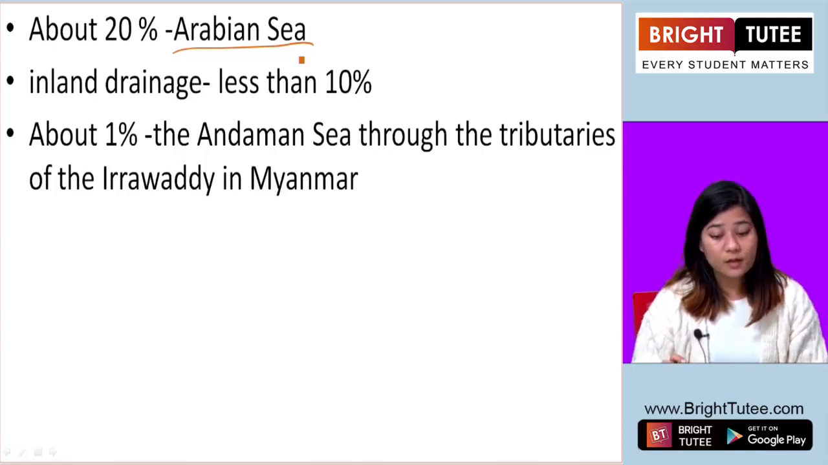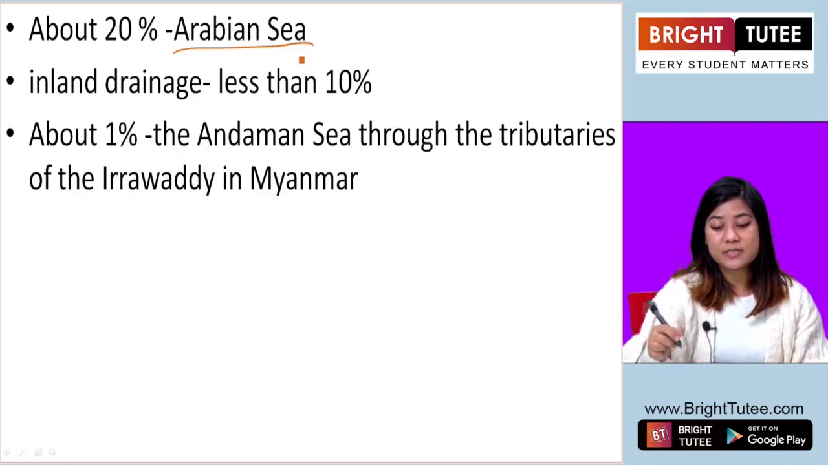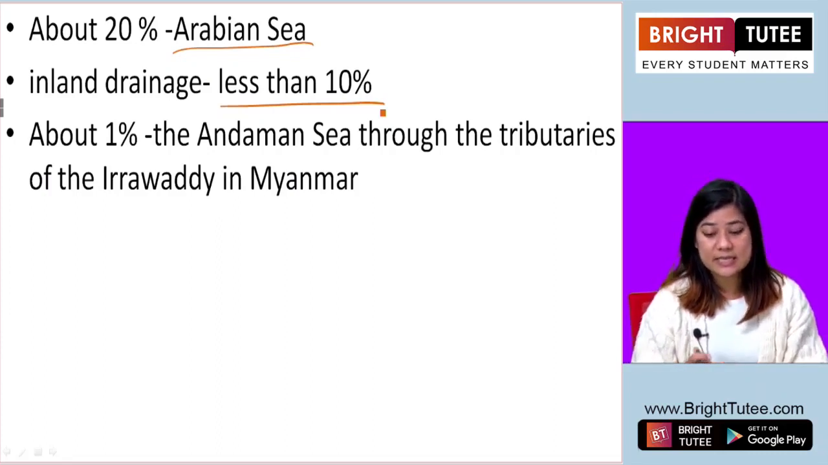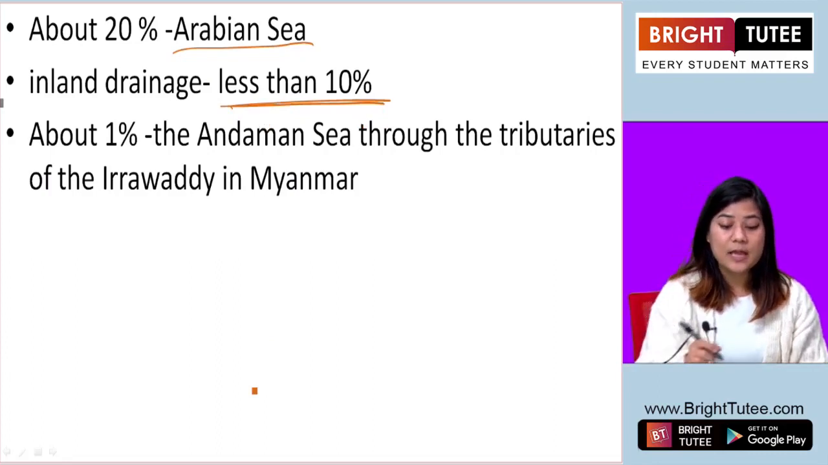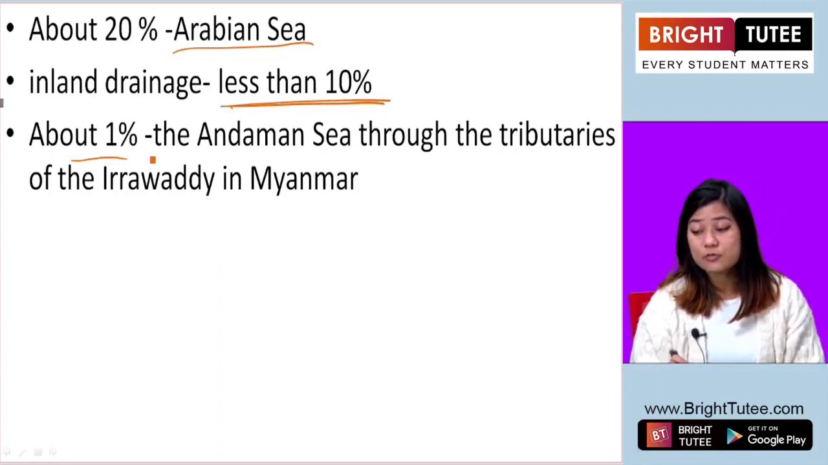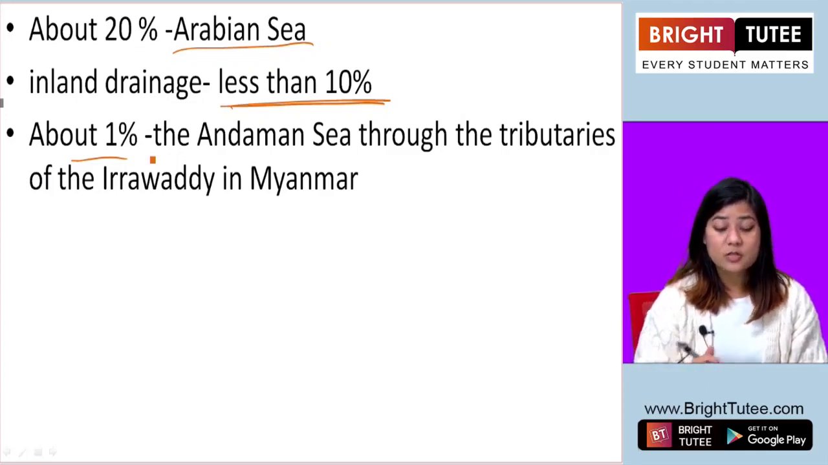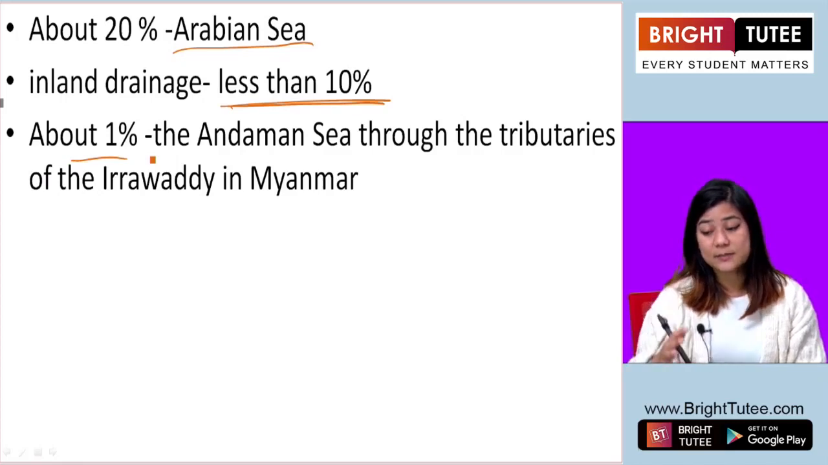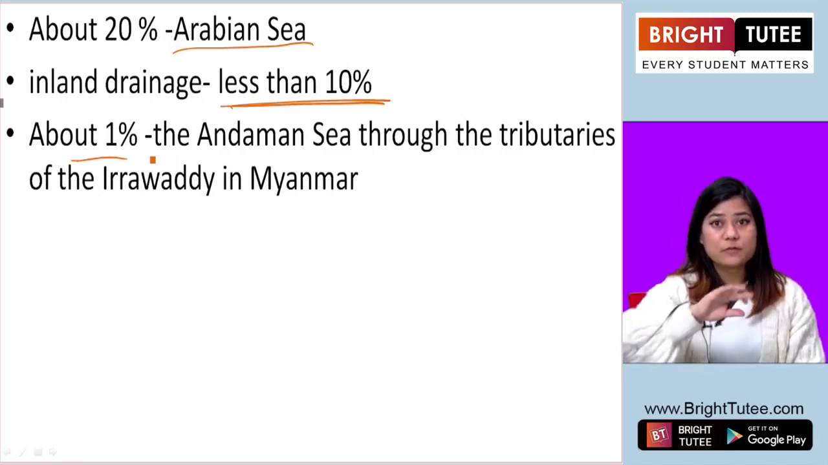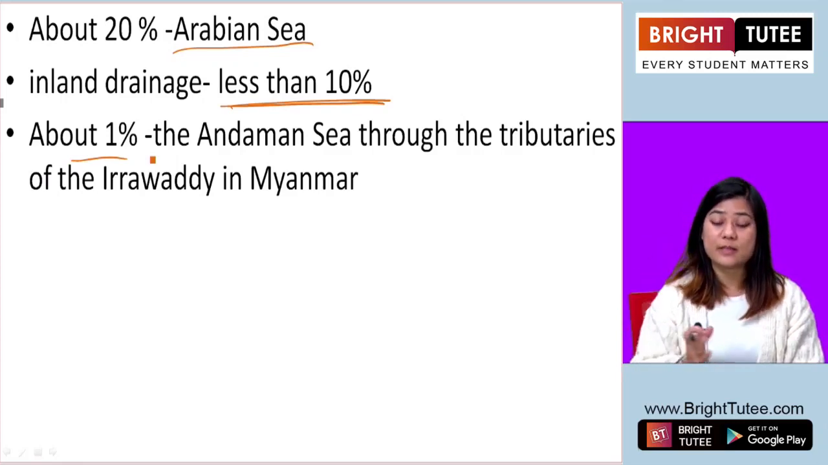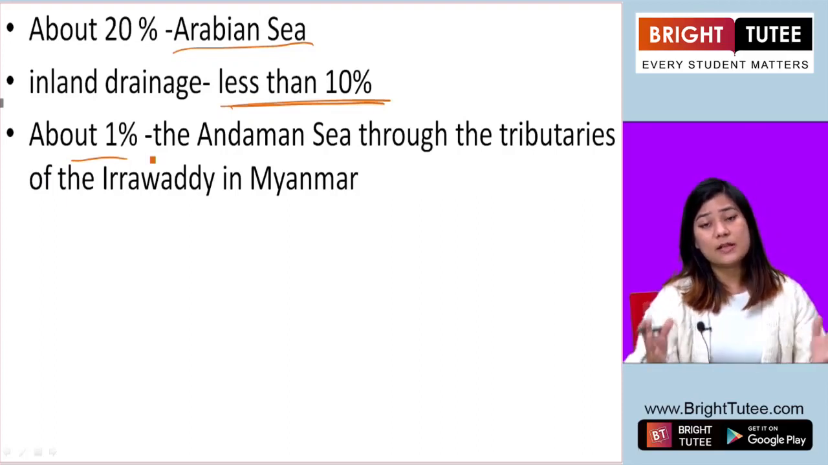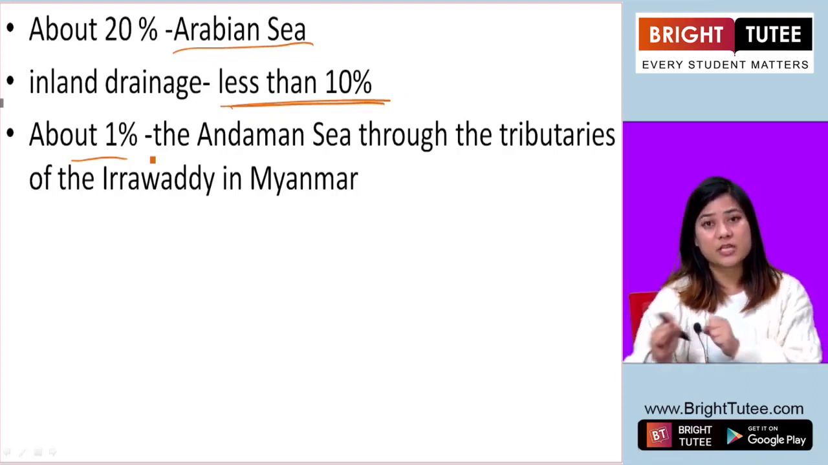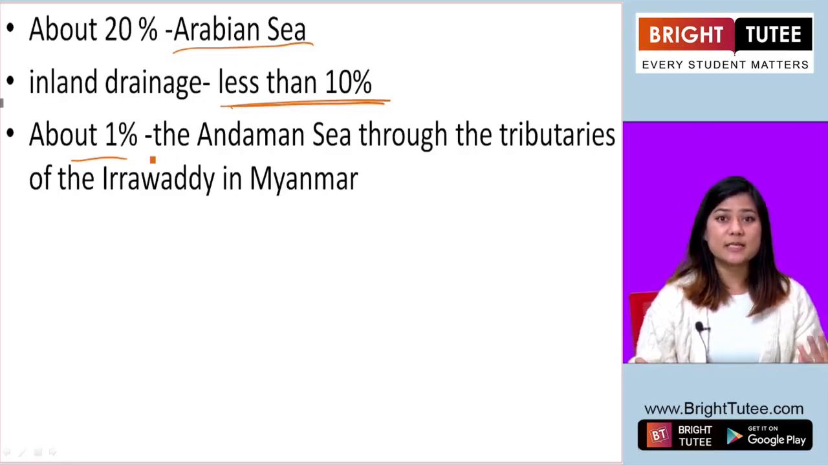So the inland drainage that our country experiences is less than 10%, which means that the rivers draining into lakes or the inland sea are less than 10%, very less, all right? And about 1% drains into the Andaman Sea through the tributaries of the Irrawaddy in Myanmar. From the northeastern part of our country, it goes through Myanmar and then finally drains into the Andaman Sea. So all that is the surface water that we have in our country. We understand that most of the surface water or the river drains into the Bay of Bengal and about 20% into the Arabian Sea.